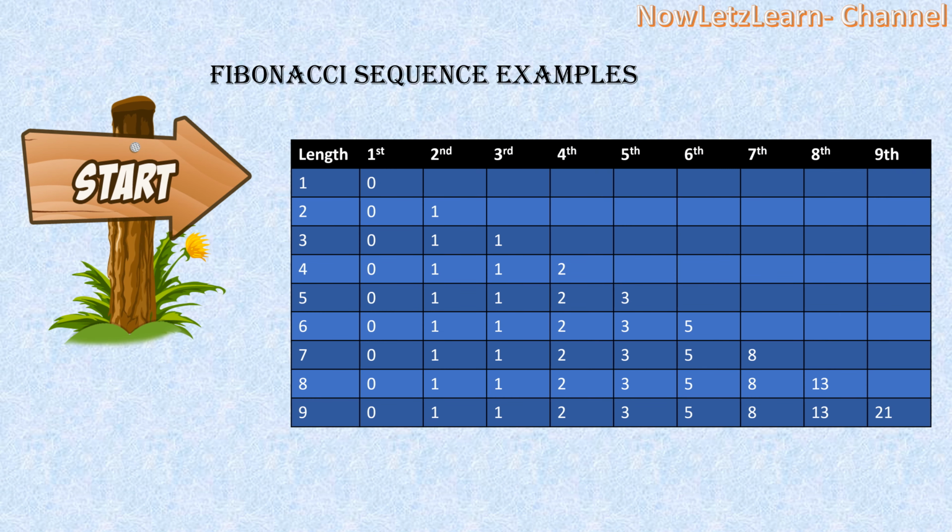As you see, the first column has the length. For example, what will the sequence be if the length is 1? Basically, it means there is only one element, and the first element would be 0. If the length is 2, the second element would be 1. If the length is 3, now we have got two numbers, so the third element is calculated by adding the first and second elements, that is 0 plus 1, which is 1 again. So the 3-length Fibonacci sequence would be 0 1 1.